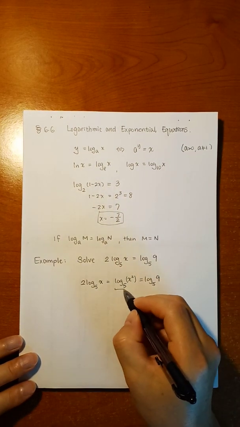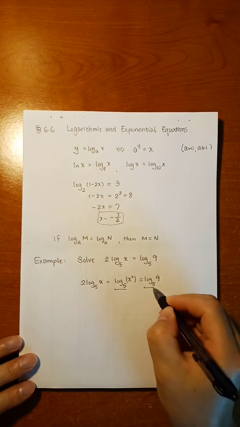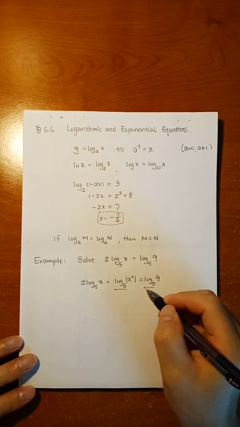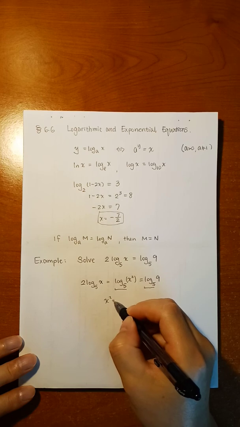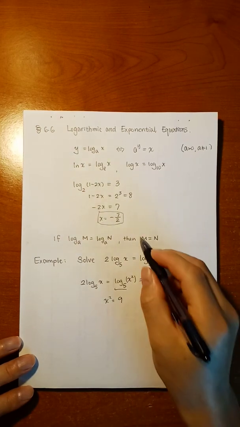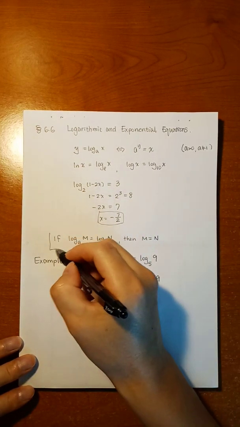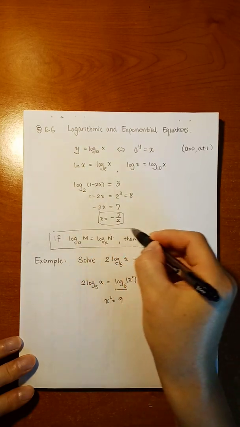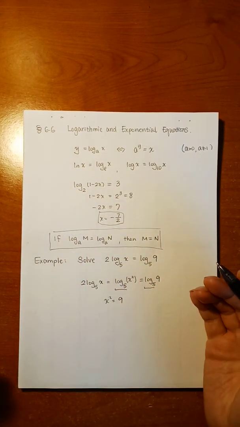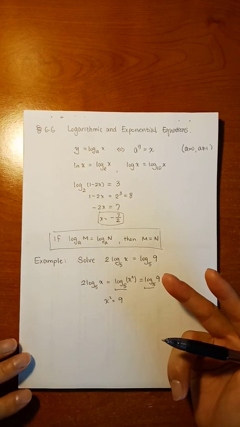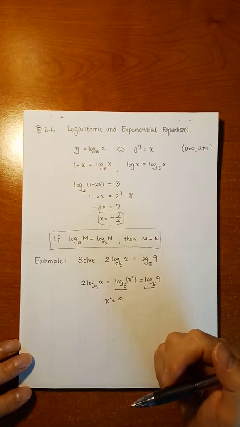Okay, now you check. You have a logarithmic function with base 5, and you have x squared equal to 9. So x squared is 9. That's what this property tells us. What is x? You have two choices. x is positive square root of 9 and x is negative square root of 9.